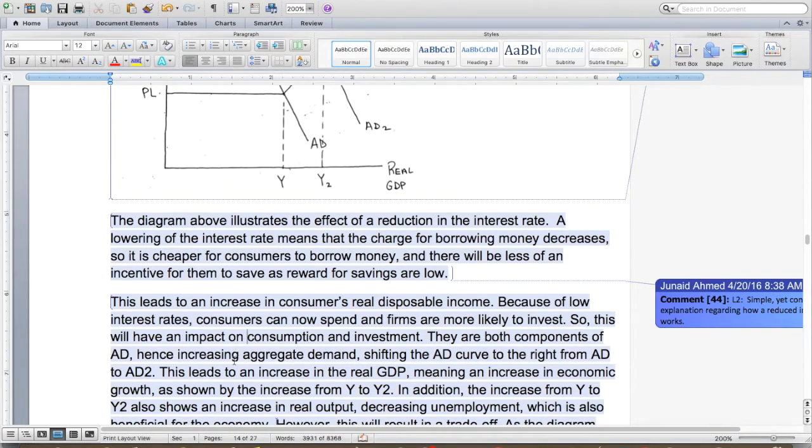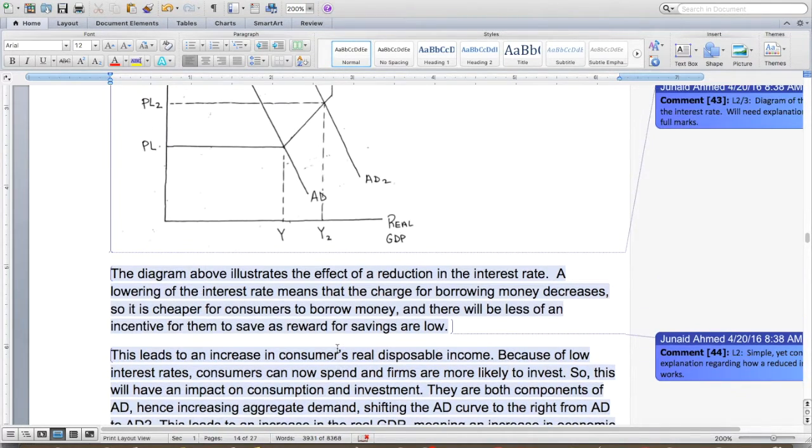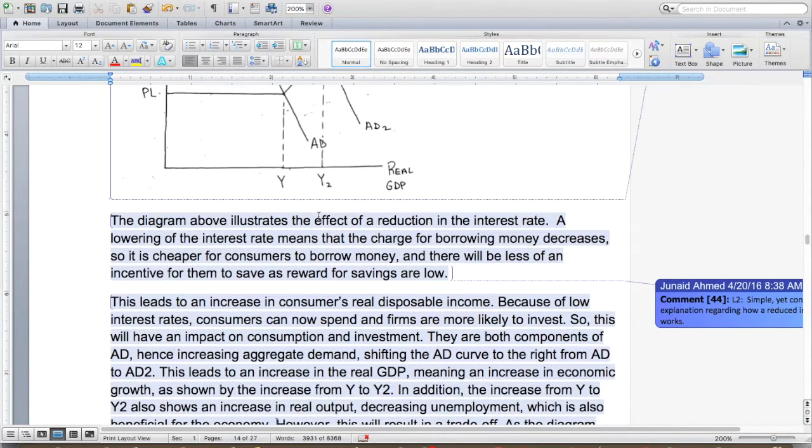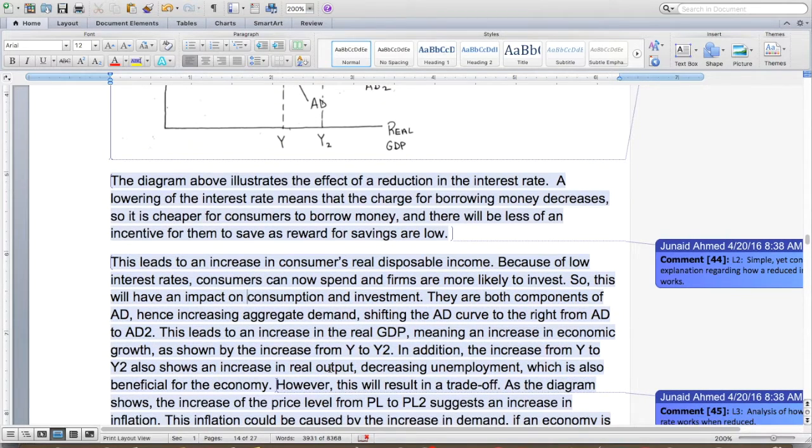They are both components of aggregate demand, hence increasing aggregate demand, shifting the AD curve to the right from AD to AD2. This leads to an increase in the real GDP, meaning an increase in economic growth is shown by the increase from Y to Y2 that matches. In addition, the increase from Y to Y2 also shows an increase in real output, decreasing unemployment, which is also beneficial for the economy. However, this will result in a trade-off.